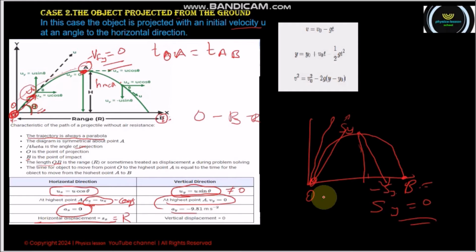Now we are going to derive the equations. That means to derive the equations, we need these kinematics equations. Please note them down, and we convert these to projectile motion. All right, let's see.